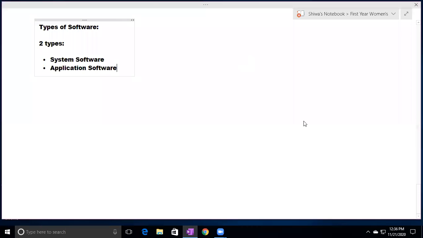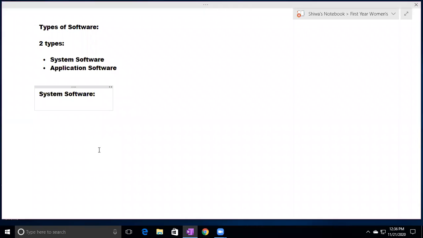Okay, so how many types of softwares are there? Two types. What are those? System software and application software. In software, two types are there. First one is system software. Second one is application software. Then what is system software?